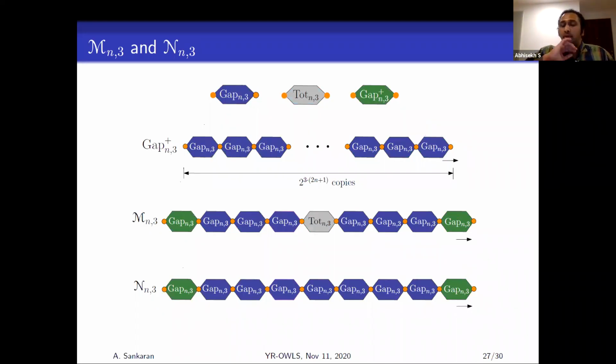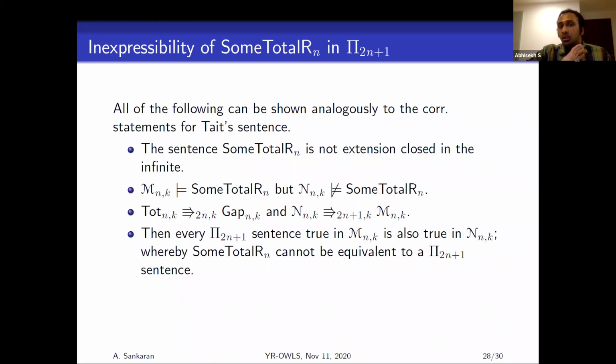And once again, you have m and n defined exactly the same way as you have gap structure, ordered sum of gaps with the dot in the middle, and so on. So this is exactly the same as earlier. And the claim that I'm making is that all of these can be shown analogously to what we saw.